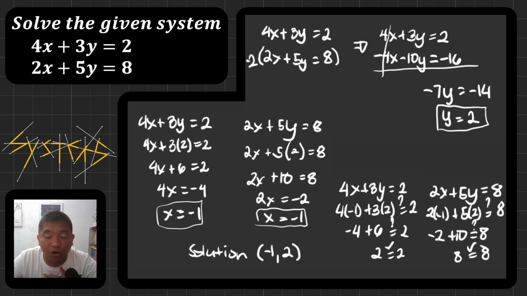And if you're going to draw the representative lines of the two equations, the two lines will intersect at the point negative 1 and 2.